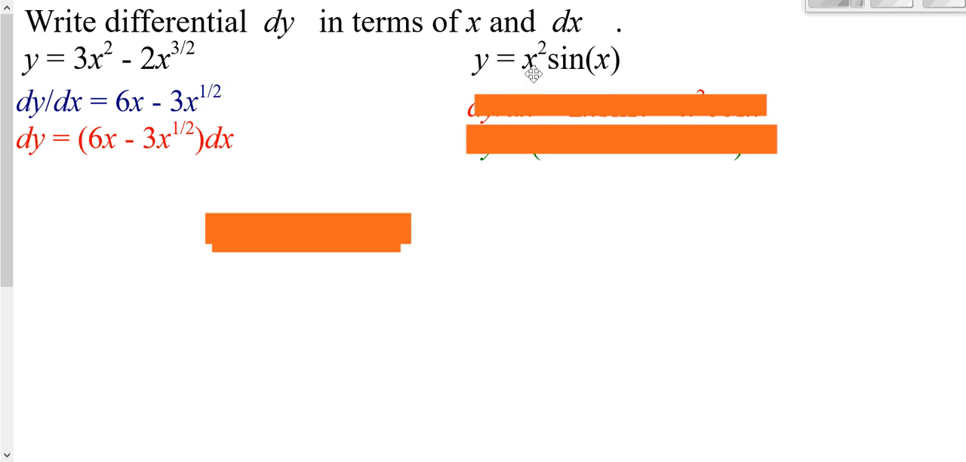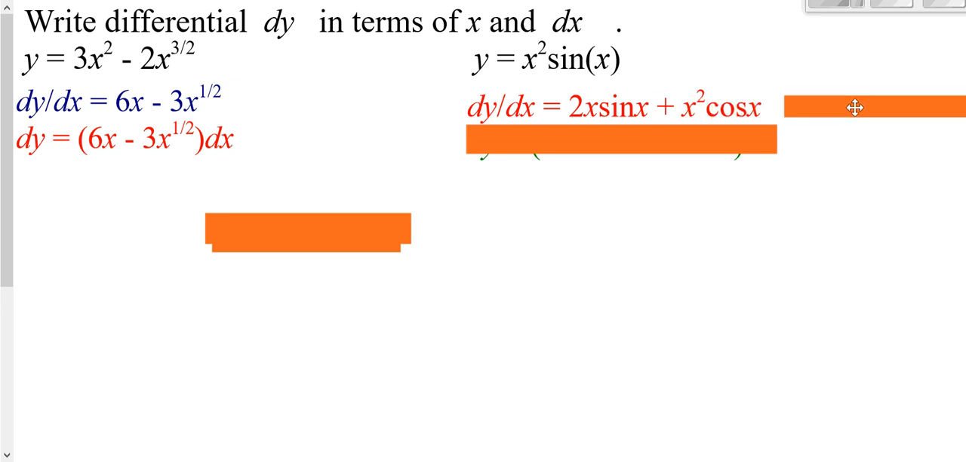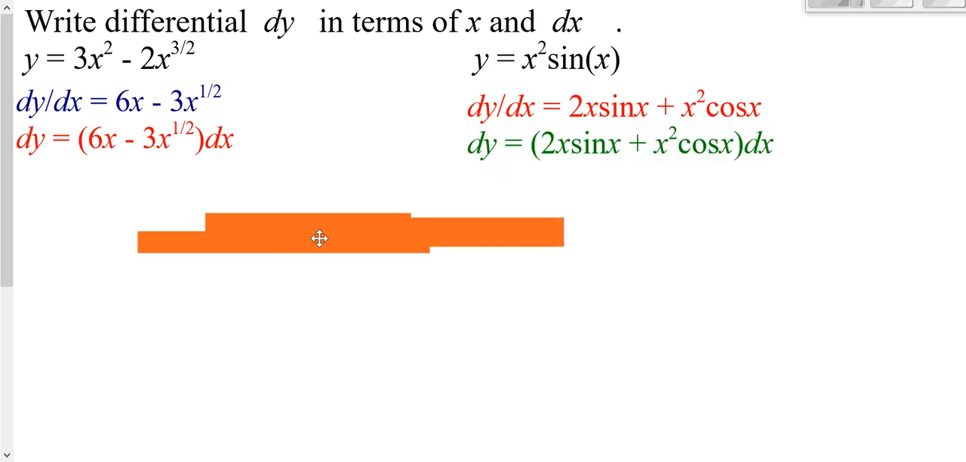Over here, since we have variables times variables, we'll have to use the product rule. So we go derivative of y with respect to x, derivative of the first times the second, plus the first times the derivative of the second. Then all we have to do is go ahead and get dy by itself by multiplying both sides by dx. That's your differential.